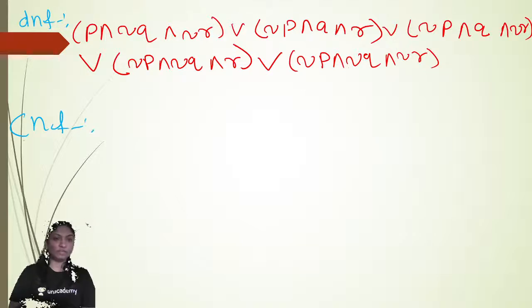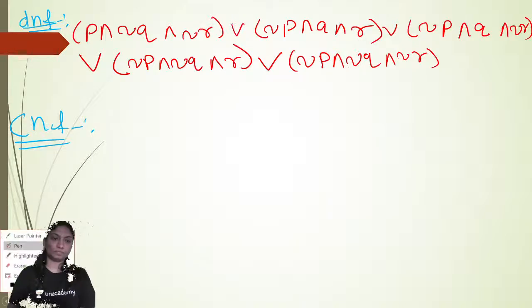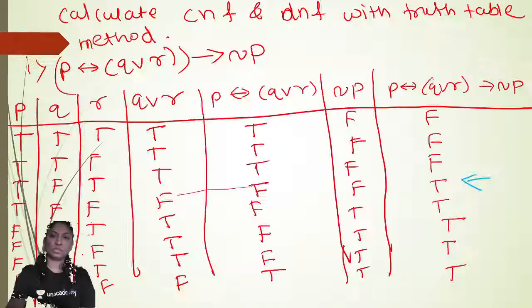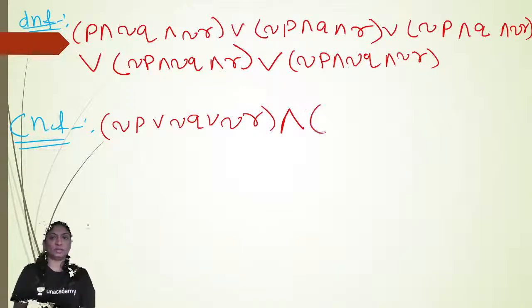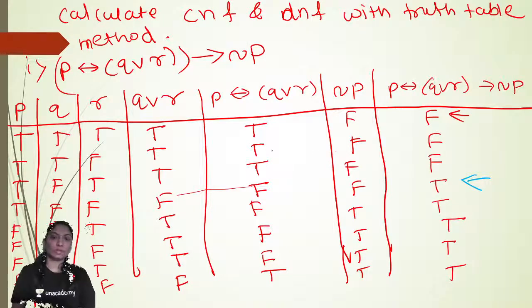So for that CNF we will require here F. So see the first corresponding value of F. F is this, right? So here, F corresponding values. Now F: so here is negation of P or negation of Q or negation of R. And the next step, negation of P or negation of Q or R.